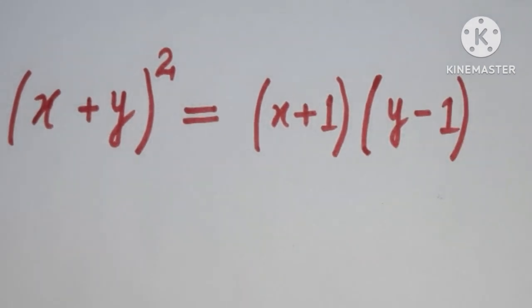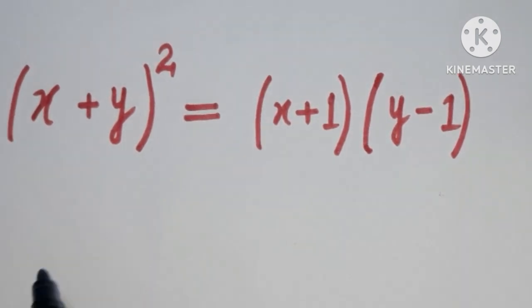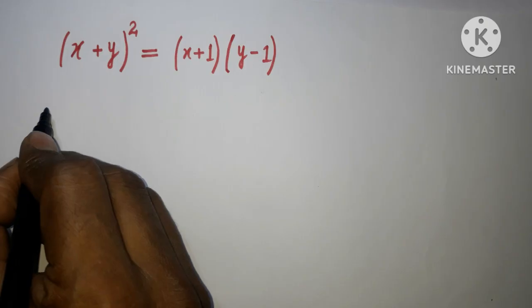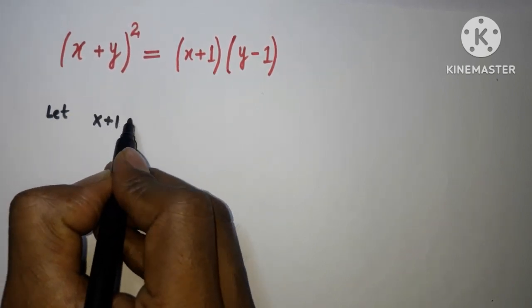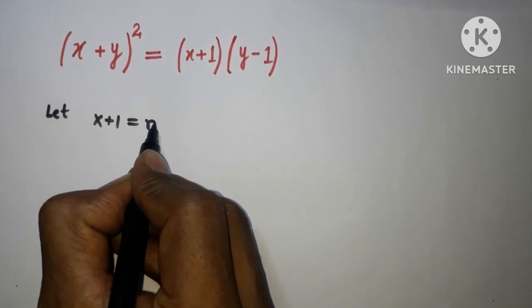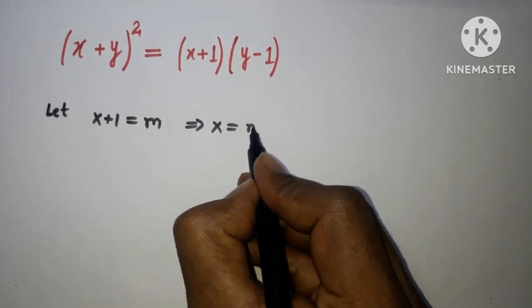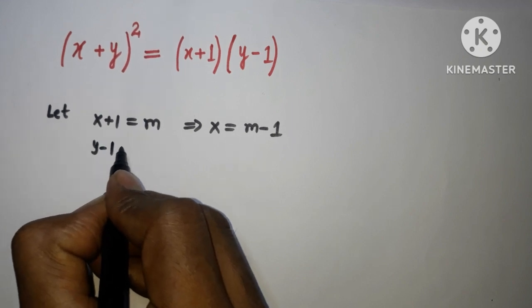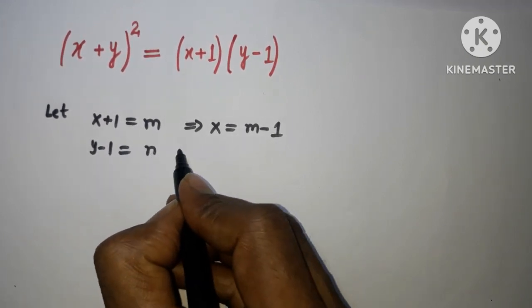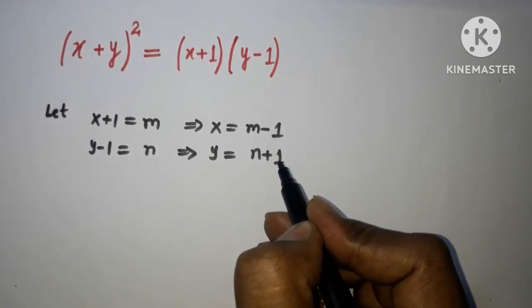Let's proceed. Here x + 1 can be considered as m, and y − 1 can be considered as n. So let x + 1 = m, that implies that x = m − 1. And we have another one, y − 1 = n. This implies that y = n + 1.